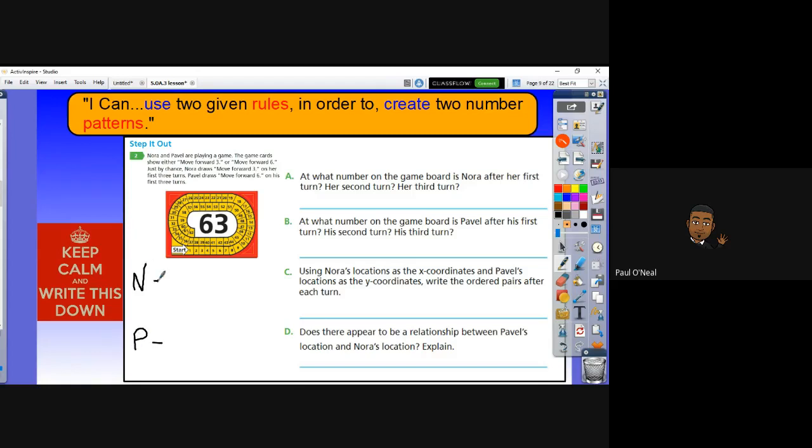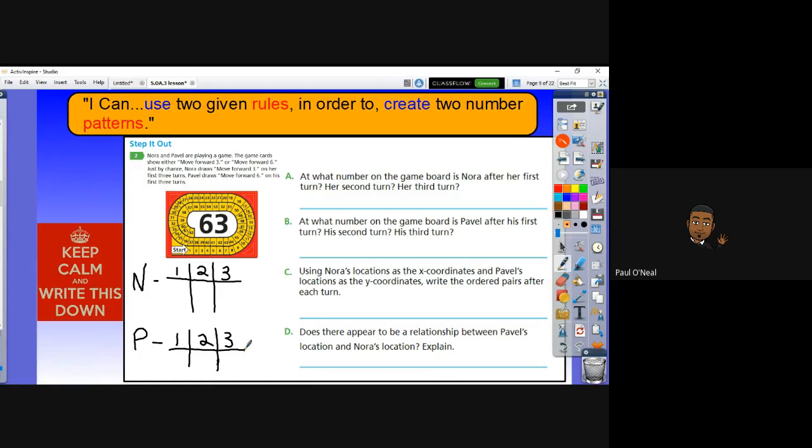And I'm just going to simply put 1, 2, 3. That's representing her first 3 turns. And Pavel, same thing. 1, 2, 3. Again, this is just something to help me out, help you out, okay? This is something you can do to make more sense of this problem.